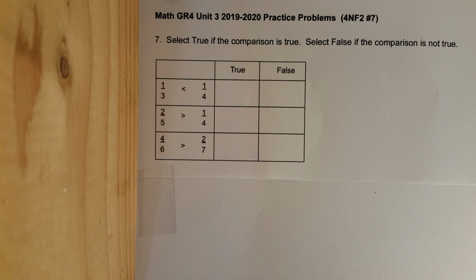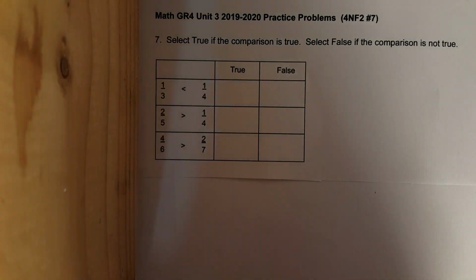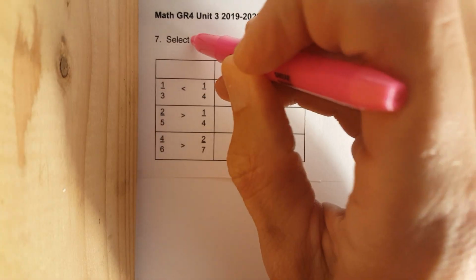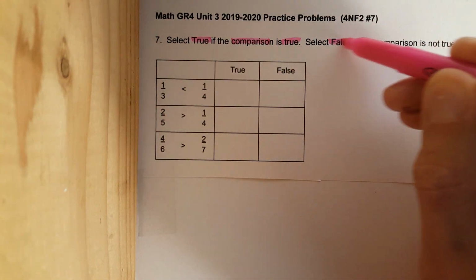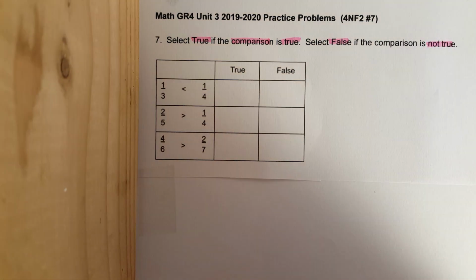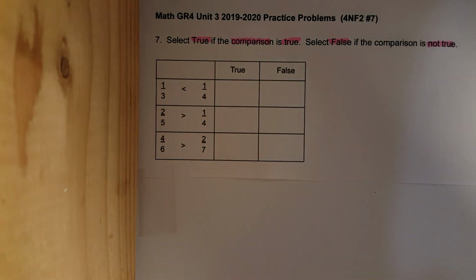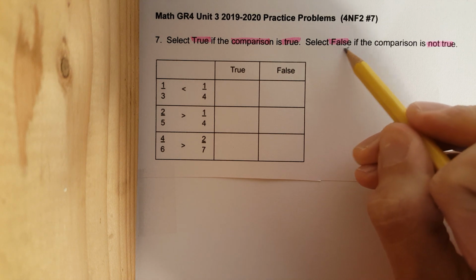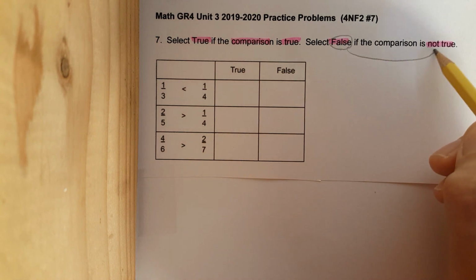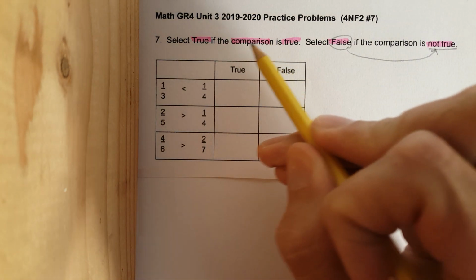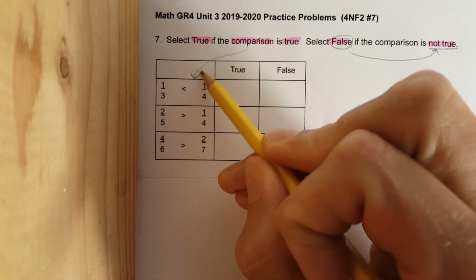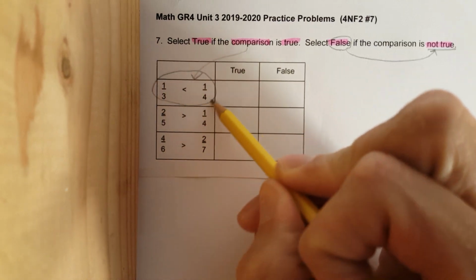Let's go. Select true if the comparison is true. Select false if the comparison is not true. So very important words. What does true mean? And comparison. True. False. Not true. So remember, false is not true. Comparison is all of this right here.